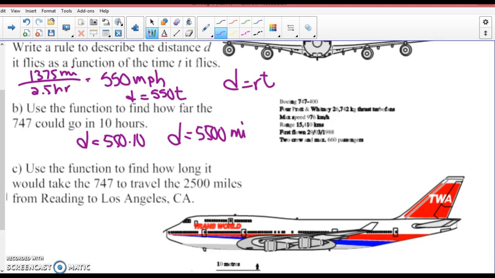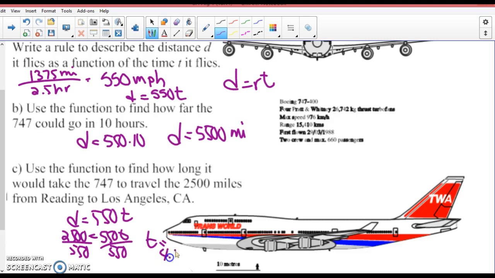Use the function to find out how long it would take to travel 2,500 miles. Well, d equals 550t. The miles is distance, so 2,500 equals 550t. Divide by 550. 2,500 divided by 550 is 4.5. 4.5, and that will be hours. And I'm rounding. It's not exact. All right.